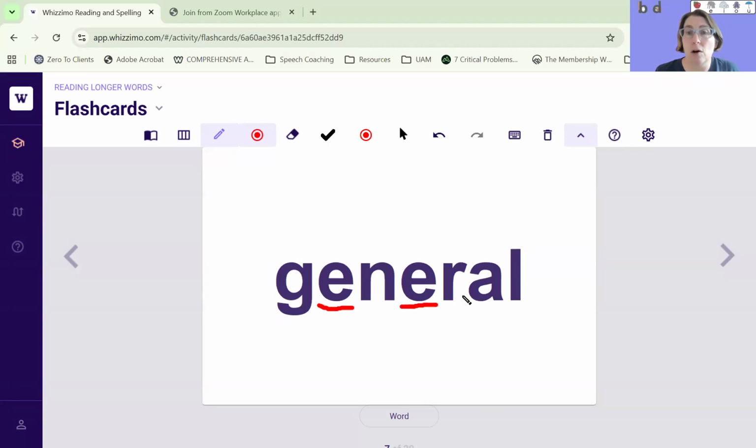Great. R is a consonant. A is a vowel. And then we've got L, a consonant at the end. Okay, great. We've got 3 vowels, which means we're probably dealing with a 3-syllable word.